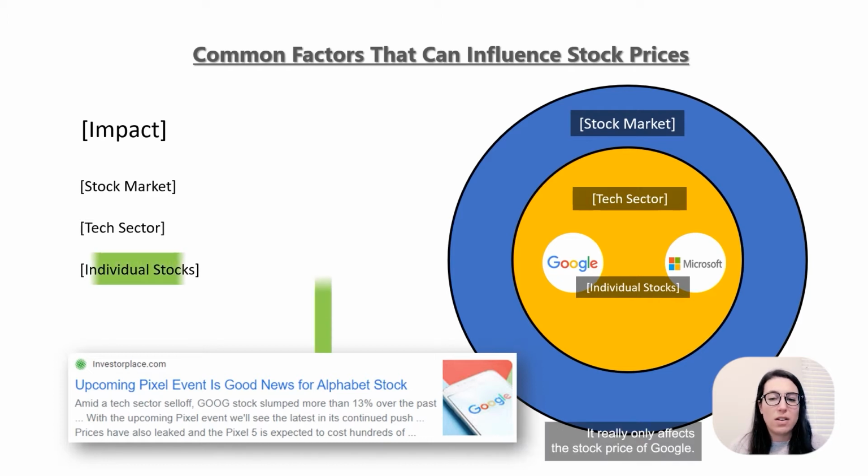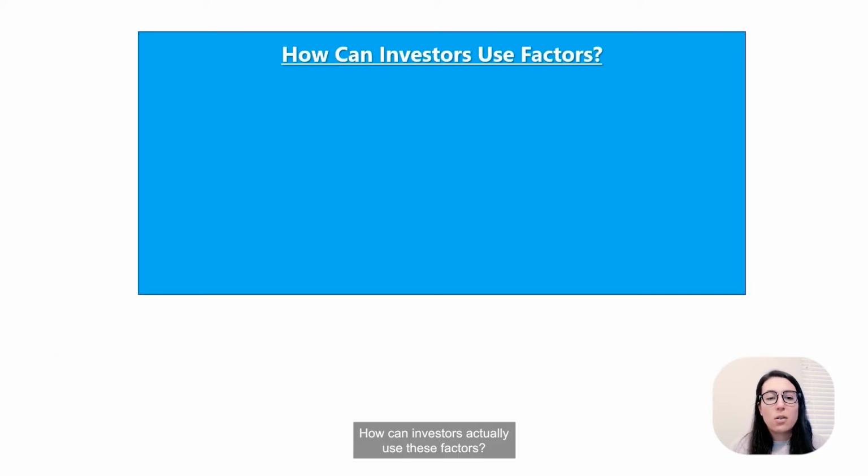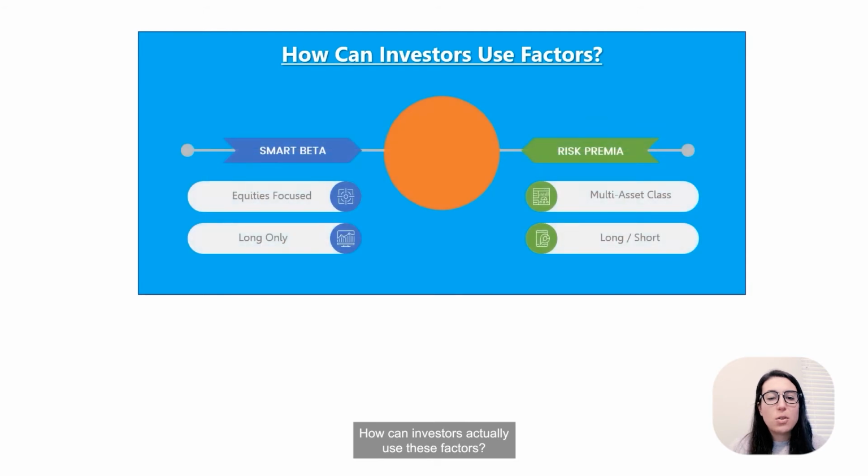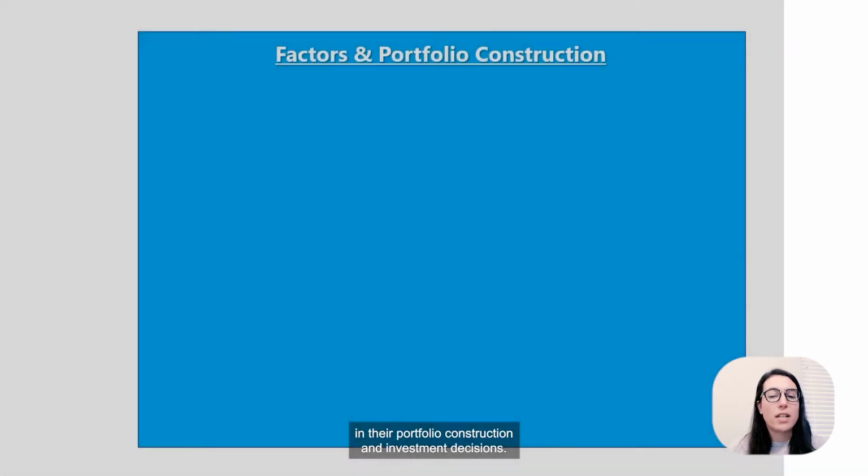It really only affects the stock price of Google. So how can investors actually use these factors? Well, a lot of the factor talk in the industry has been centered around products like smart beta or risk premia. These products come in the form of ETFs or mutual funds that seek to capture the returns offered by certain factors like equity market risk or tech-specific risk. And we'll get into some other factors as well. But I'd also like to note that investors can use factors in their portfolio construction and investment decisions.